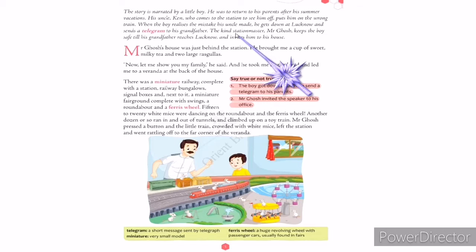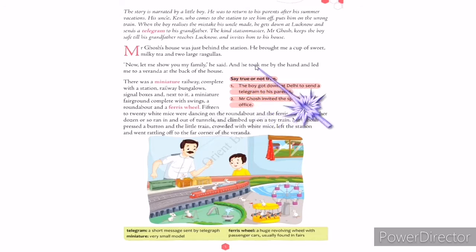Okay, so now we will see what happens when the boy and Mr. Ghosh are together. Mr. Ghosh's house was just behind the station. He brought me a cup of sweet milky tea and 2 large rasgullas. So Mr. Ghosh takes the little boy to his house that was just behind the station, and he gives him a cup of sweet milky tea and 2 large rasgullas. Rasgullas means sweet. Okay, then what happens? Now, let me show you my family, he said. The station master, Mr. Ghosh, told the small boy, now I will show you my family.